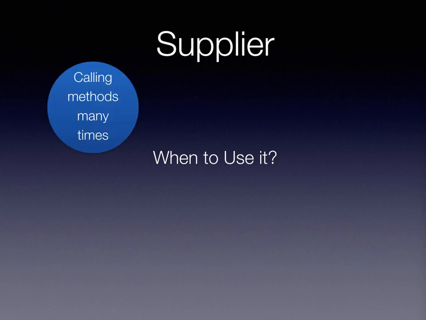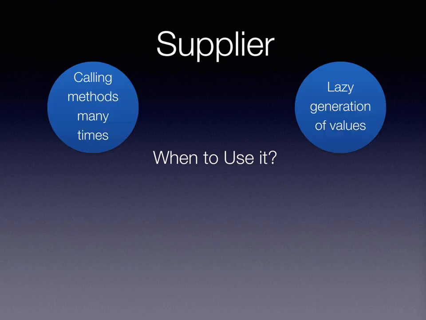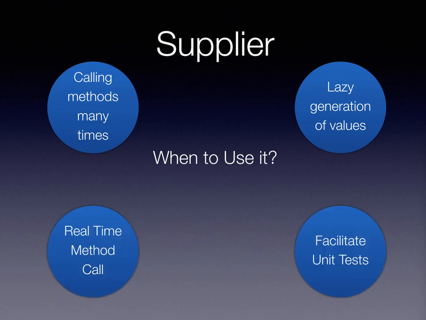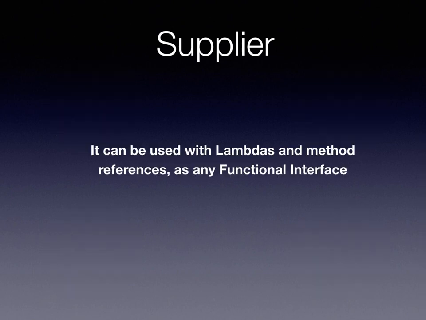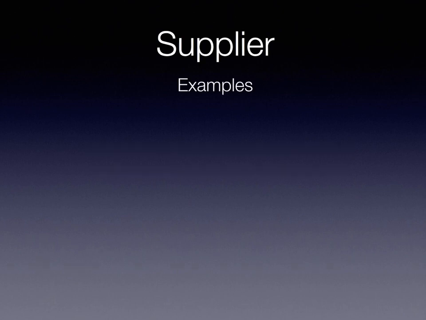It is used for calling methods many times, for lazy generation of values, for real-time method calls, and to facilitate unit tests. It can be used with lambdas and method references as any functional interface. Let's take a look at some of the supplier examples. Some of them come from the core Java library, and one of them, the one I like the most, is from the Spring Framework library.